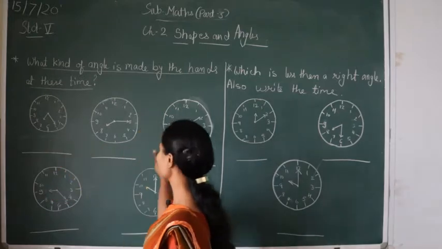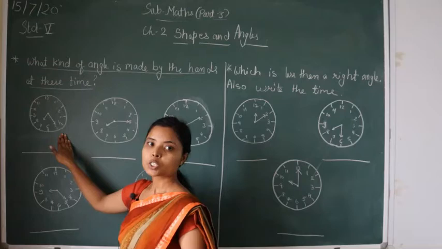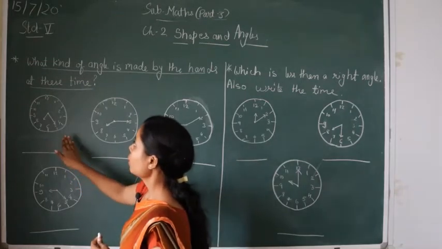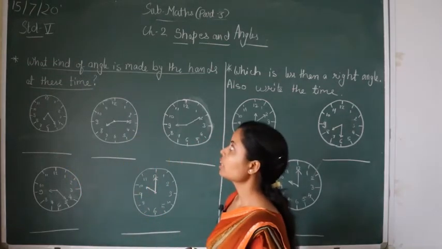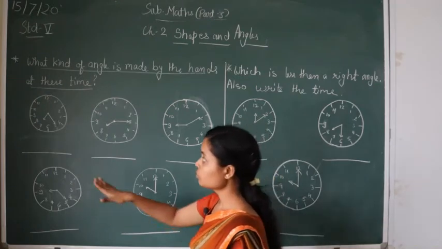Okay, there are some clocks showing the time, so we have to tell what kind of angle is made by the hands of the clock. Firstly, look at this.